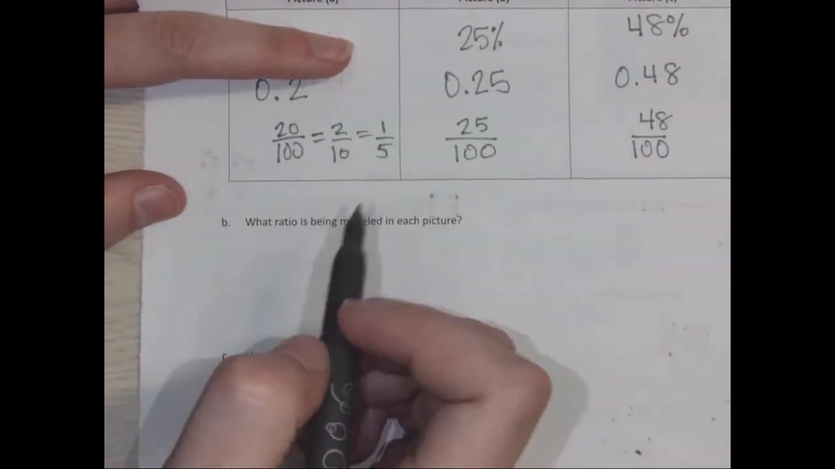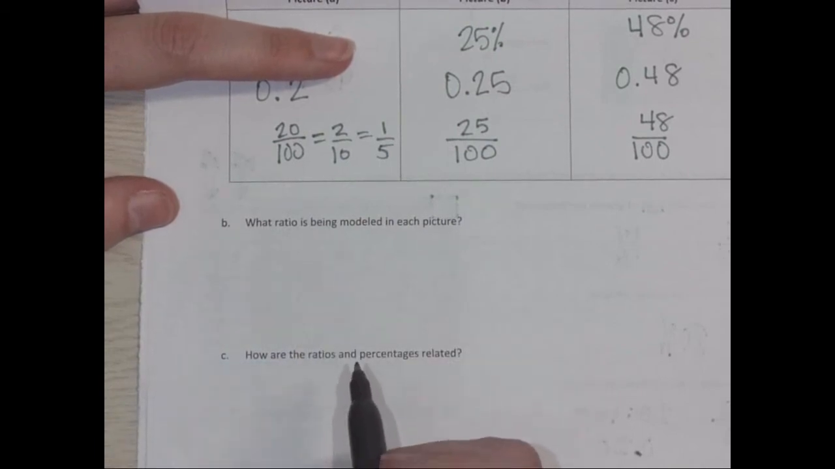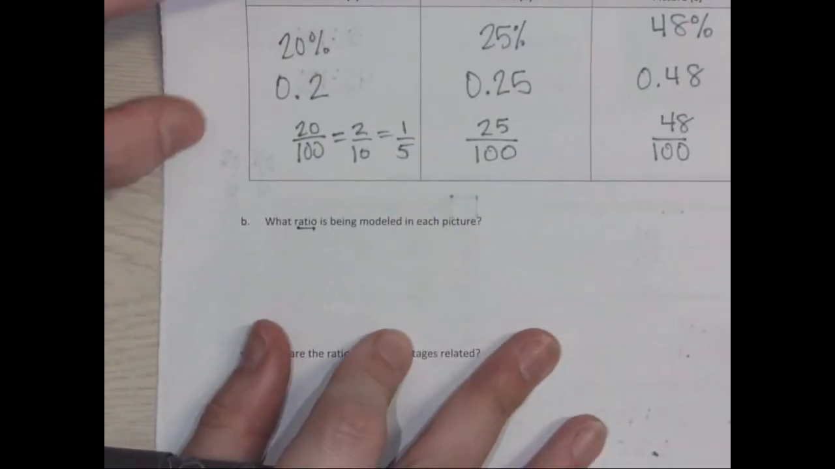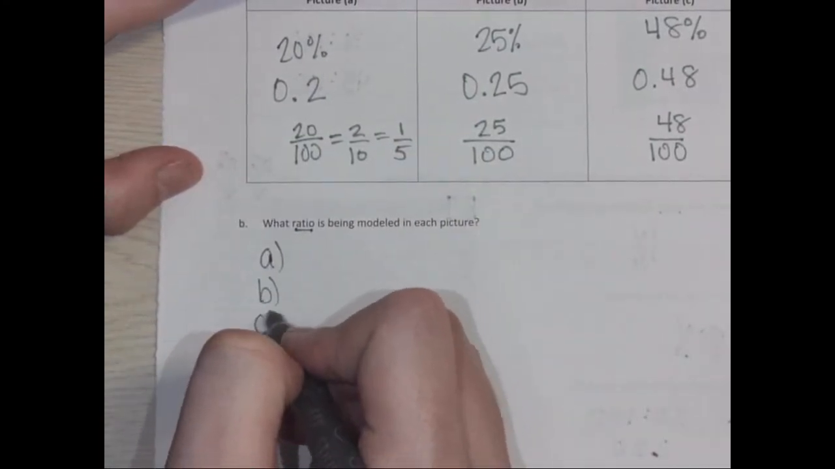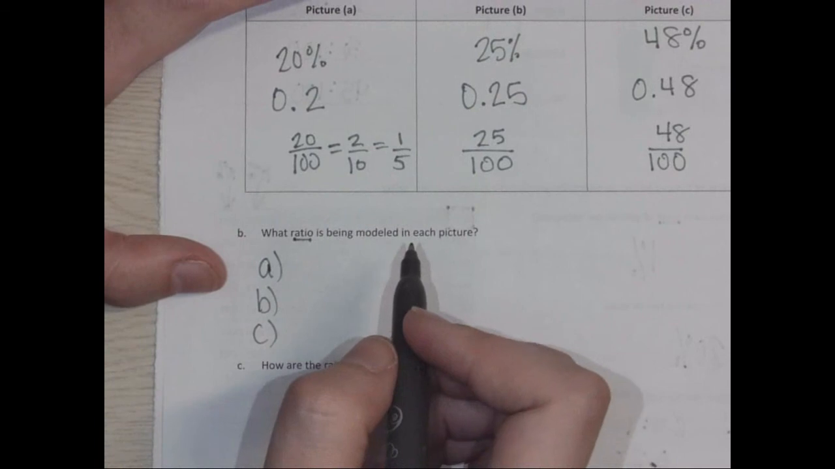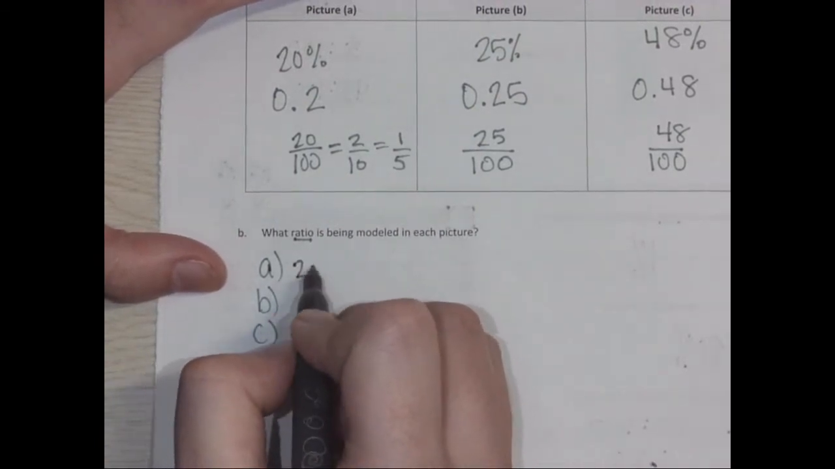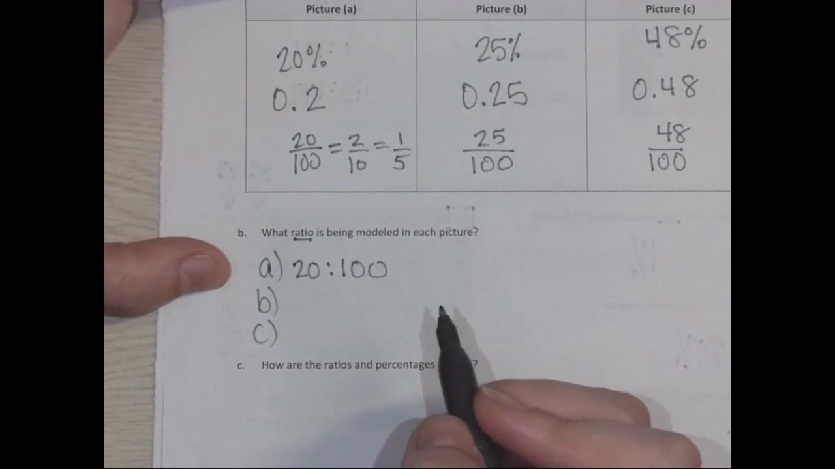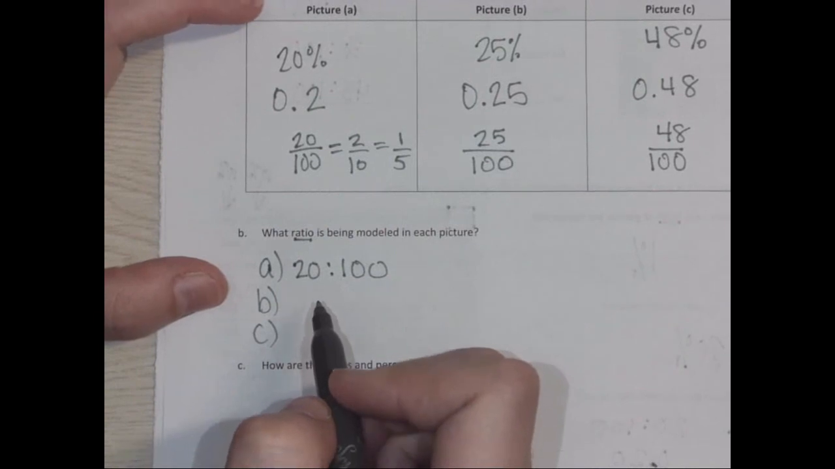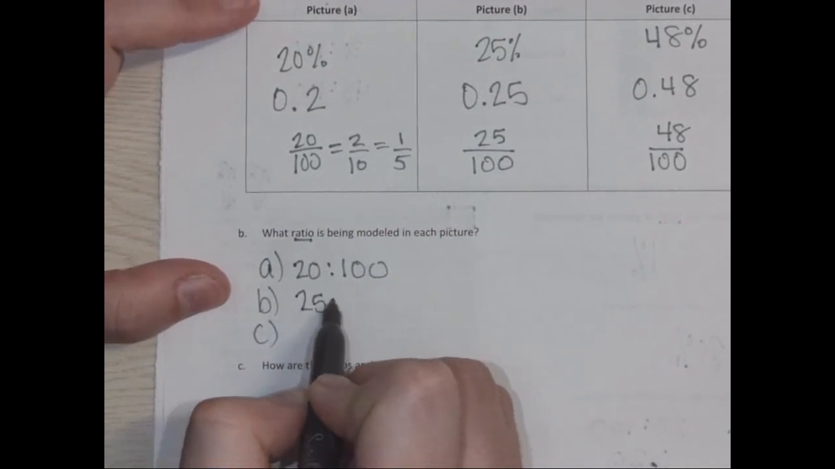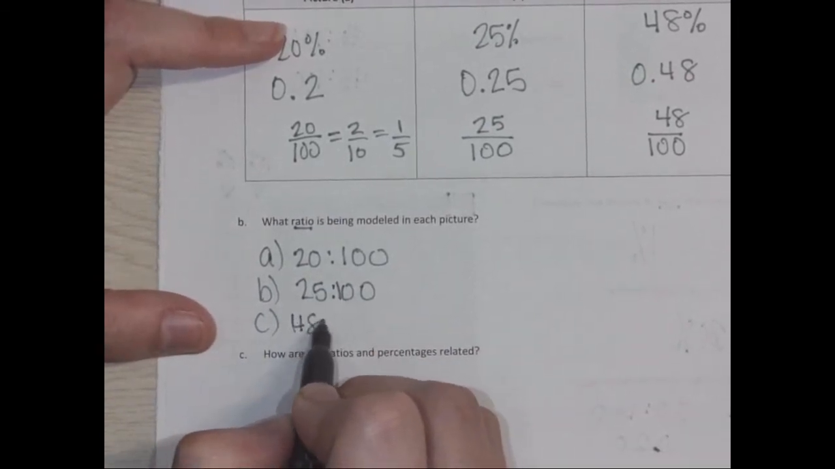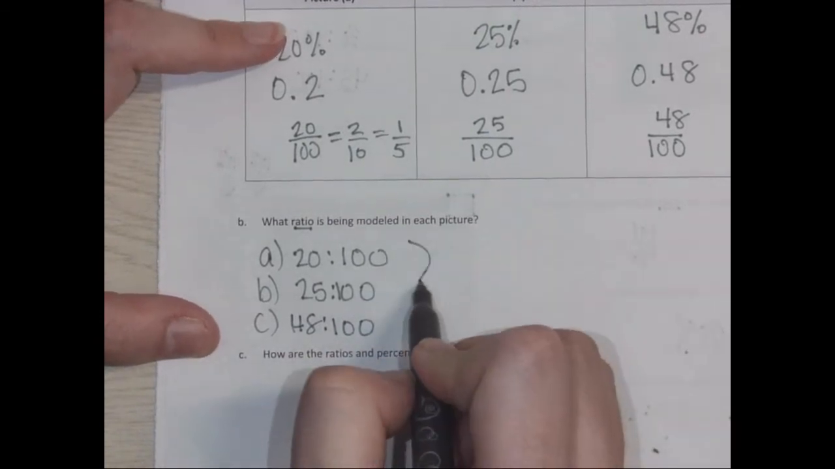Part B says, what ratio is being modeled in each picture? Have we written any ratios here? Not yet. Let's turn them into ratios. So we have A, B, and C. In A, what's the ratio? 20 to 100, yes. And in B, Liliana, what's the ratio? 25 to 100. And in C, what is the ratio, Tony? 48 to 100. What do we notice about all three of these ratios?